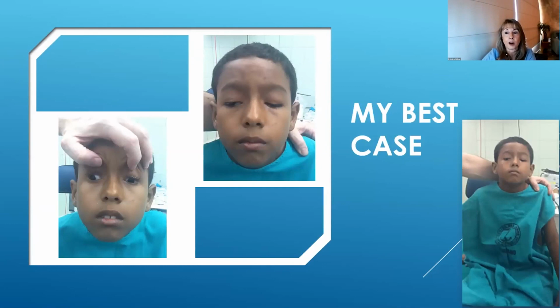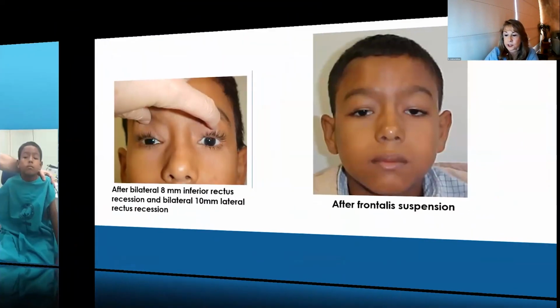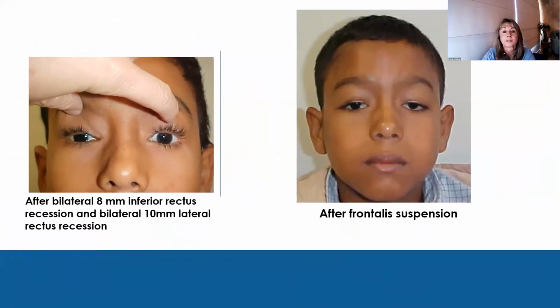This was by far my best case. This was an 11-year-old boy who consulted due to this significant anomalous head posture, the chin-up posture, together with a severe ptosis and a very large exotropia. The patient could not elevate the eyes and also could not adduct the eyes. During surgery, the forced duction test demonstrated a very significant restriction to elevation and adduction.